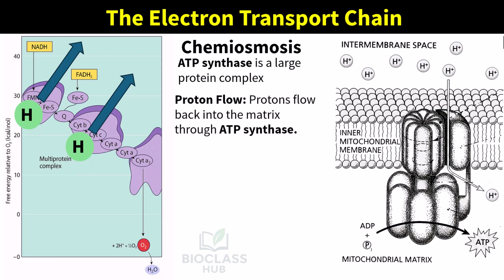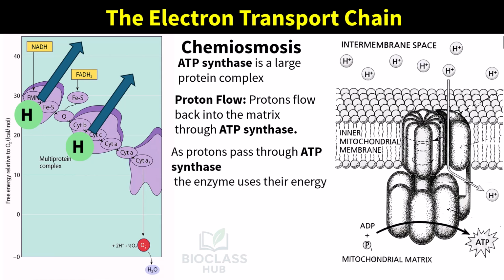Proton flow. Protons flow back into the matrix through ATP synthase, driven by the concentration gradient. This flow of protons is called the proton motive force. As protons pass through ATP synthase, the enzyme uses their energy to convert ADP and inorganic phosphate into ATP. This process is called oxidative phosphorylation.